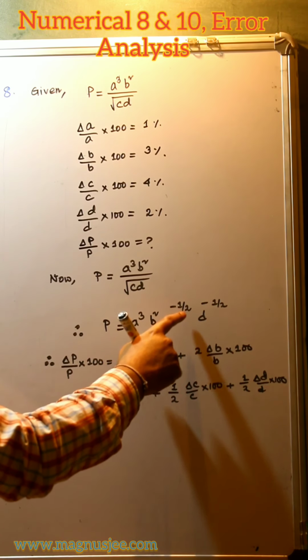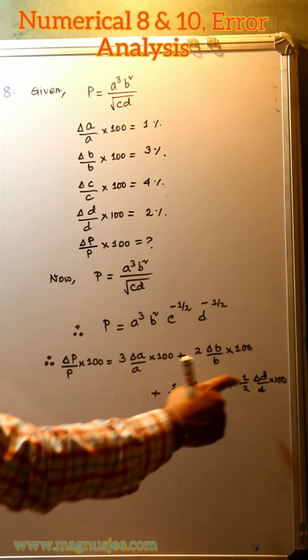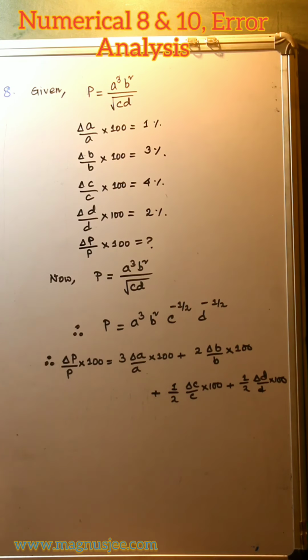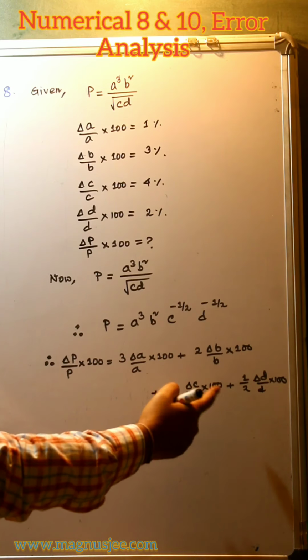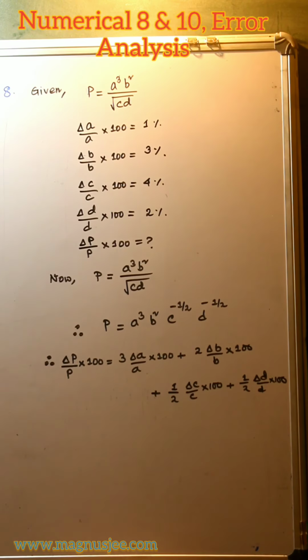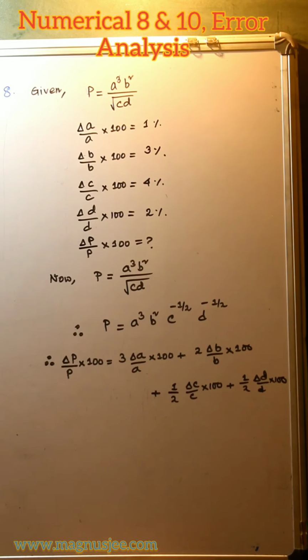Though the power of C is minus half and the power of D is minus half, here we have to consider the positive value of this power, because we have to find percentage error. If we had to find increase or decrease, in that case we would write minus half delta C by C into 100 or minus half delta D by D into 100. But here we consider only the magnitude of the power.